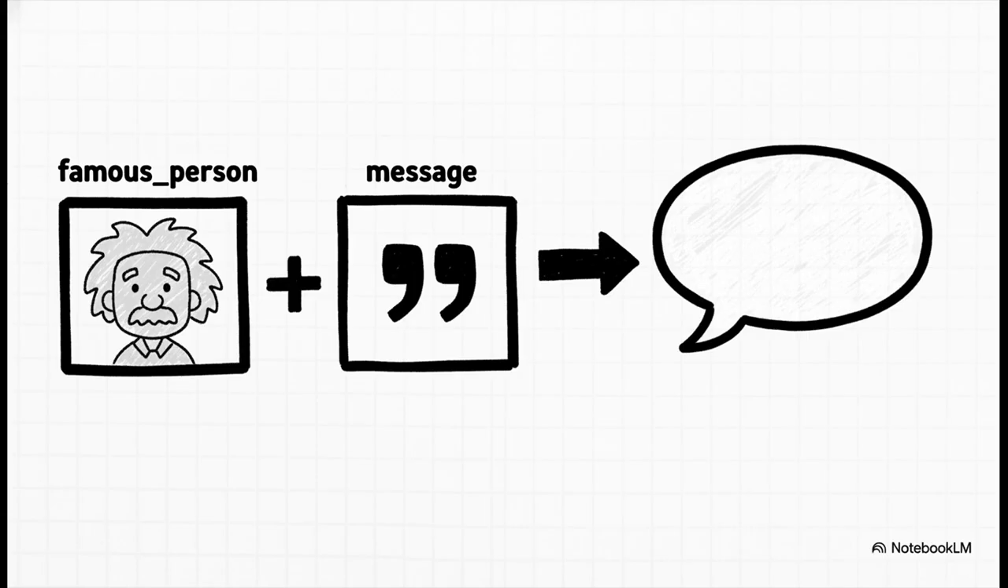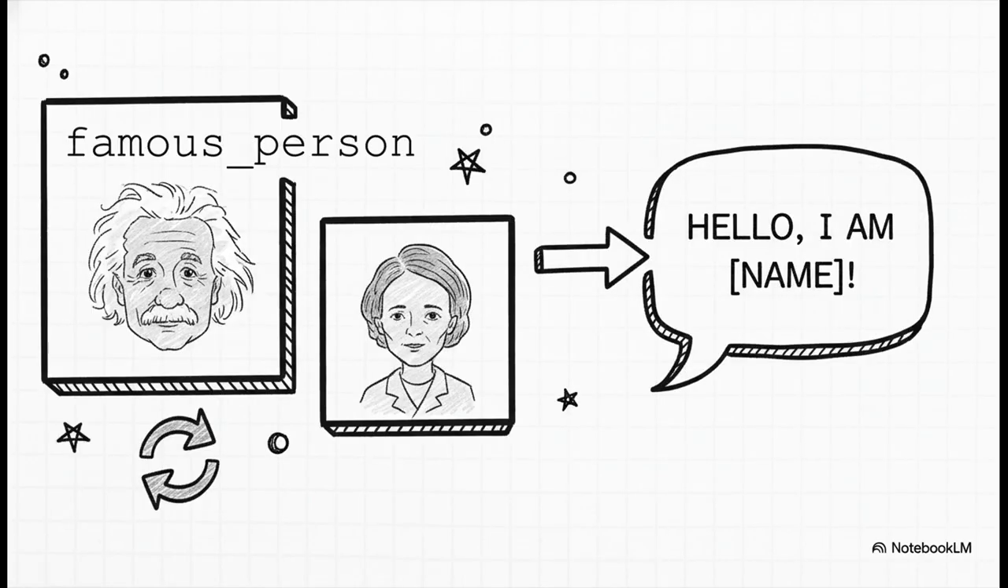We're not just stuck with one name or one message. We can create a variable for the person, maybe call it famous_person, and another one for the message itself, and then just combine them exactly like we did before. See, it's the same pattern, just with different content. We store Albert Einstein in our famous person variable, and then we use an F string to build that final output. This makes our code unbelievably flexible.